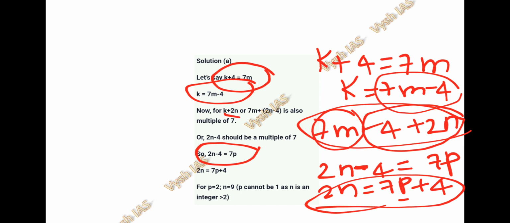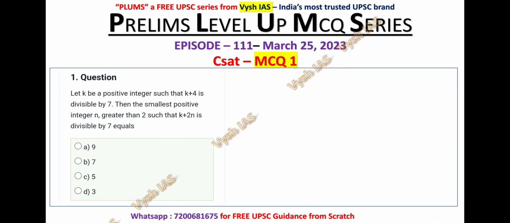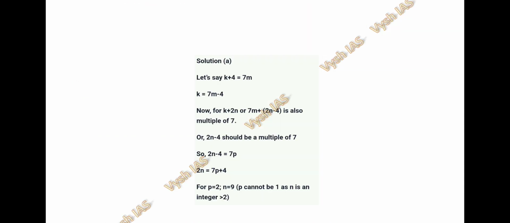If we take p value as 2, what is the value of n which we get? 7 times 2 is 14, 14 plus 4 is 18, 18 by 2 is 9. So n is equal to 9 if we take p value as 2. If we take p as 1, the n value which we get is not an integer. So we take p equal to 2. So the answer is n equal to 9. They are asking the smallest integer value. So n is equal to 9 is the correct answer for question number 1.